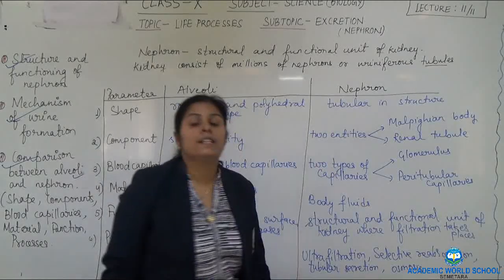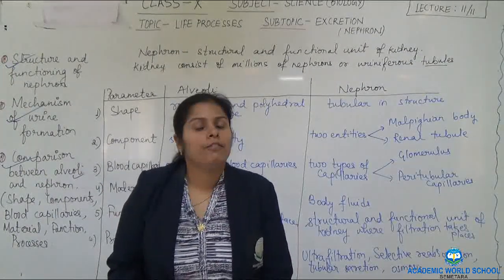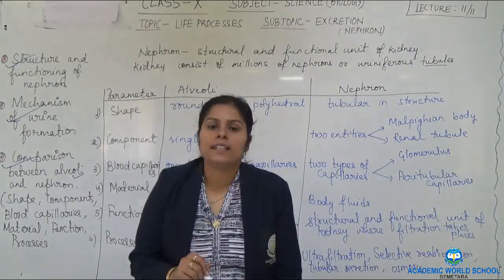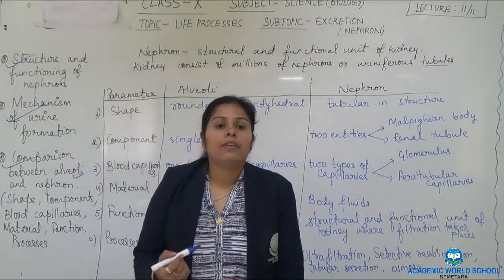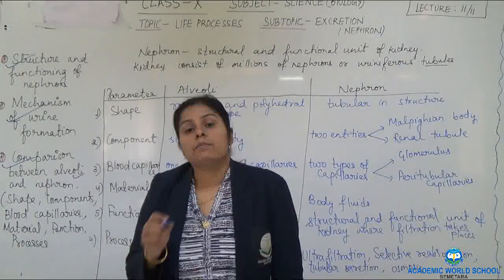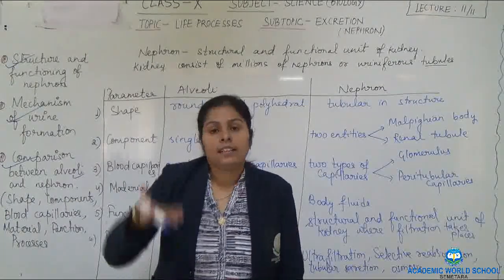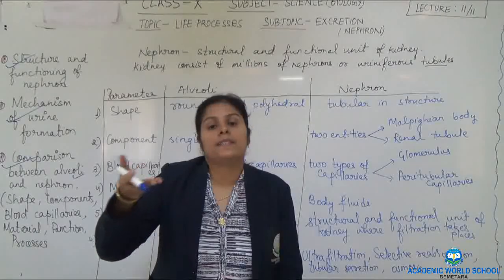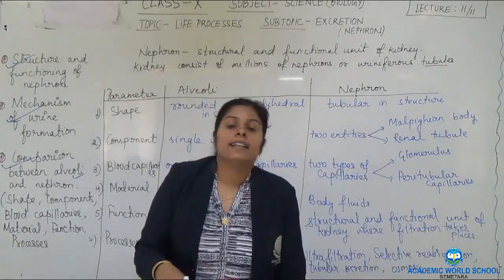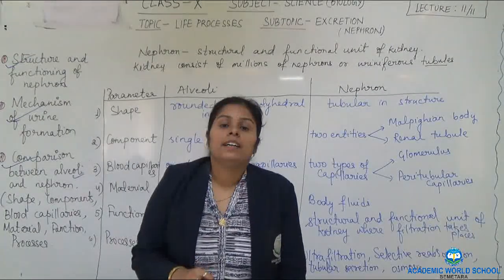Osmosis, why? Because this loop of Henle is embedded in the interstitial fluid. In our previous class we read that the kidney is divided into two parts, that is cortex and medulla. Now in nephron, which parts are present in the cortex? The Bowman's capsule, the Malpighian body, the PCT and the DCT. The upper three portions are present in the cortex region of the kidney, whereas the loop of Henle and the collecting duct are present in the medulla region of the kidney.